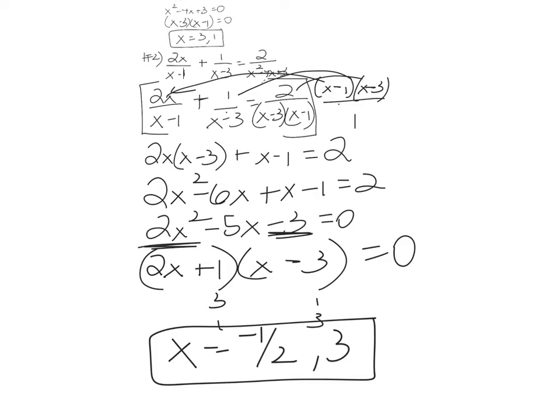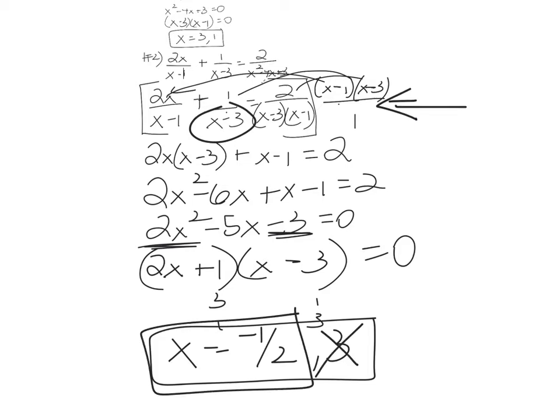Now go ahead and plug them back in to make sure they're okay. And 3 is not okay. See that? In the very original, you have to go to what you started with, the original problem. 3 goes in, and it's extraneous, because I get 1 over 0. So I need to cross off 3 and just say x equals negative 1/2 is my answer. It's not that you did anything wrong there. It's just it comes up extraneous.